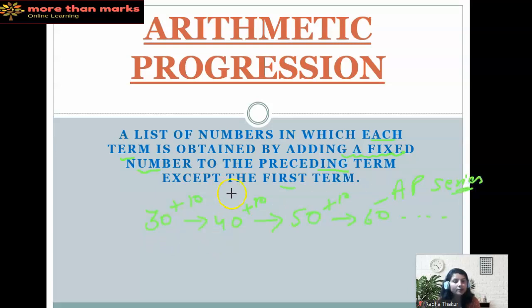An AP series is just a series of numbers in which every next number is obtained by adding a fixed number to the preceding one. So you can also see that the difference between the consecutive terms is the same in the whole series. If you have to identify whether it is an AP series or not, you need to check the difference between the consecutive terms. If the difference between the consecutive terms is the same, then you can say this is an AP series.